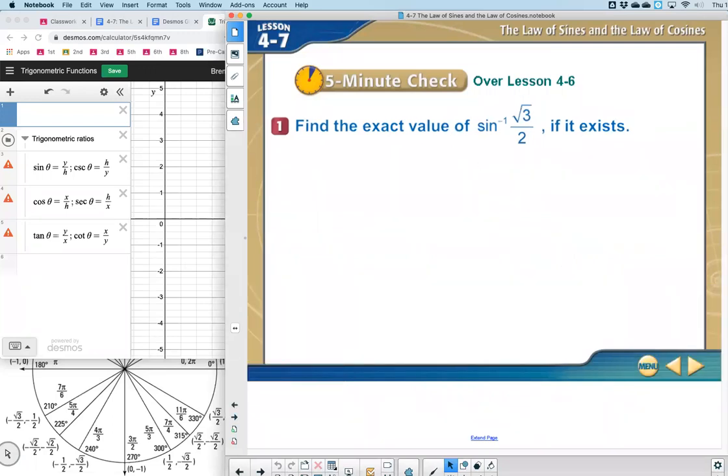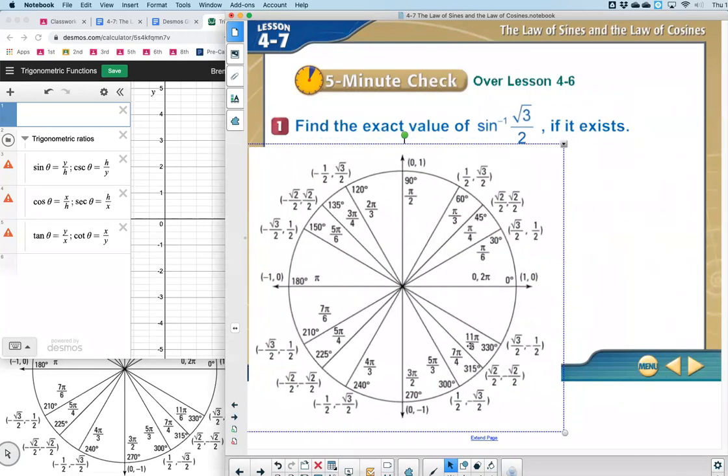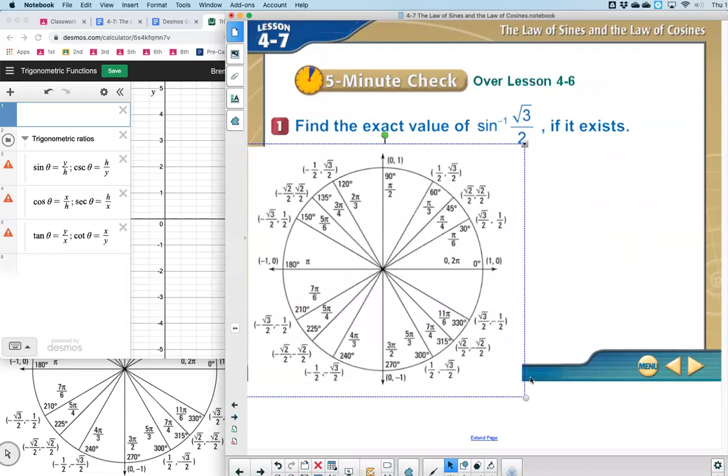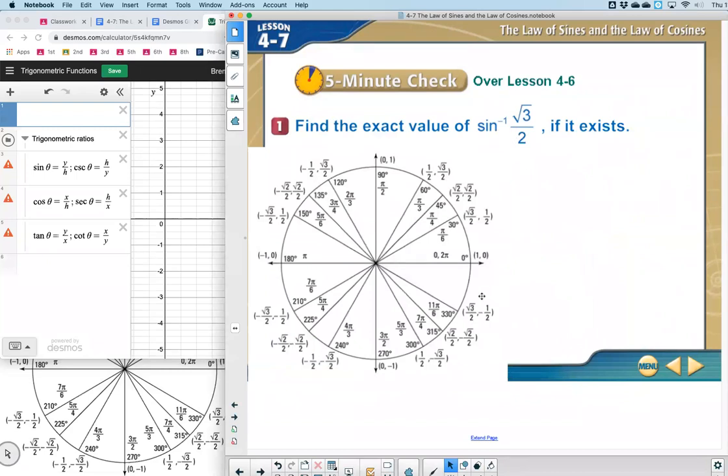As we learned in the last class, when we were doing inverses in lesson 4.6, we can use the unit circle to solve for inverses as well as normal trig functions. Before I use this, let me remind you from the left side of the screen that sine theta equals y over h. This is true anytime the angle is in what's called standard position, meaning it's on the x-axis.